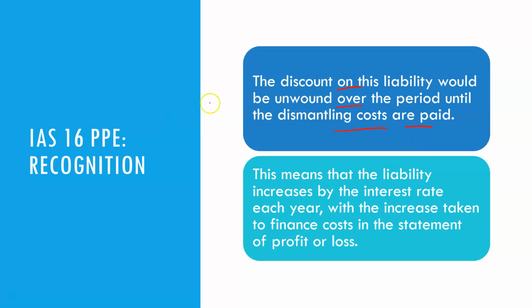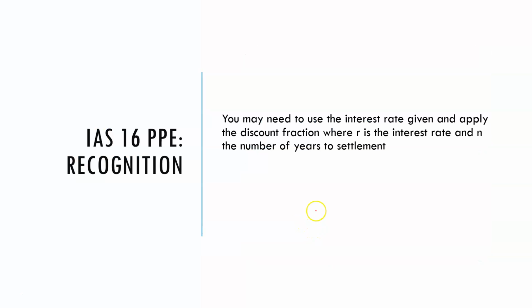And I did that double entry there, where you debit your investment with the deferred liability. And then every year you put through a finance cost and credit the deferred liability. And when you come to pay, you debit the deferred liability with all its interest costs and you credit back. So again, it says this means the liability increases by the interest rate each year, with the increase taken to the finance cost in the statement of profit or loss.